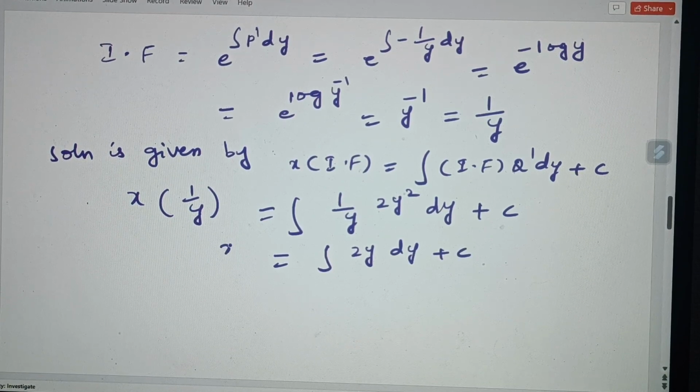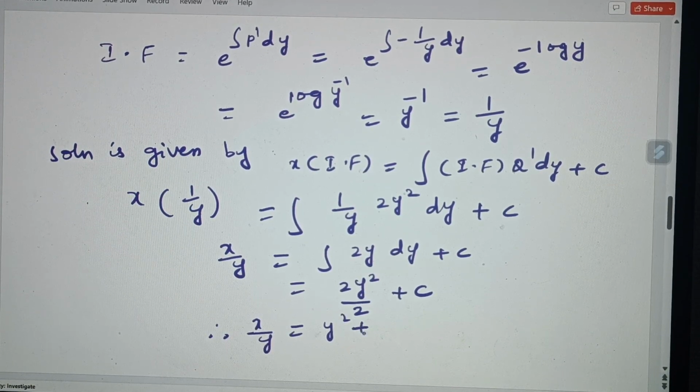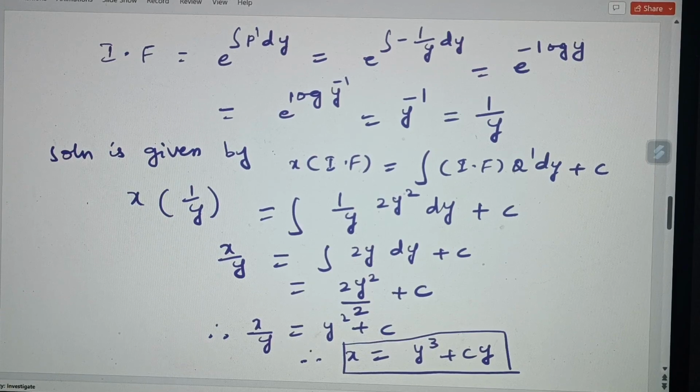So LHS is x/y. What is the integral of 2y dy? It is 2 into the integration of y dy, which is y²/2, plus c. 2 and 2 are getting cancelled. Therefore, what is the final answer? x/y is equal to y² plus c. If you want, you can write one more step. Therefore, x is equal to, after cross multiplying, y³ plus cy. The required solution is x is equal to y³ plus cy.